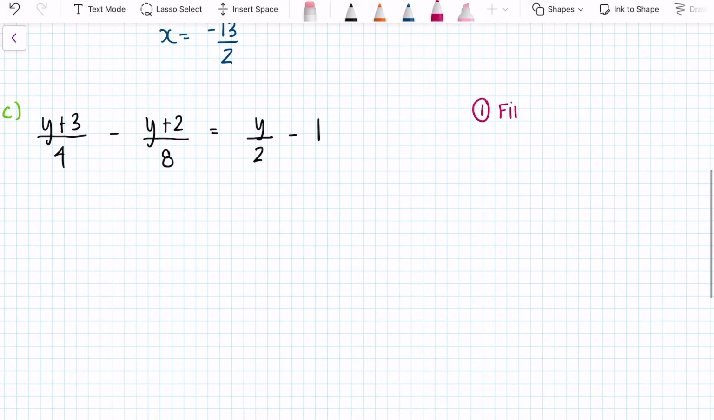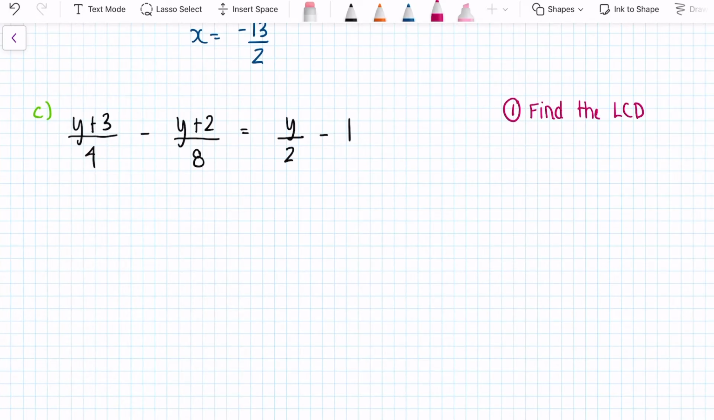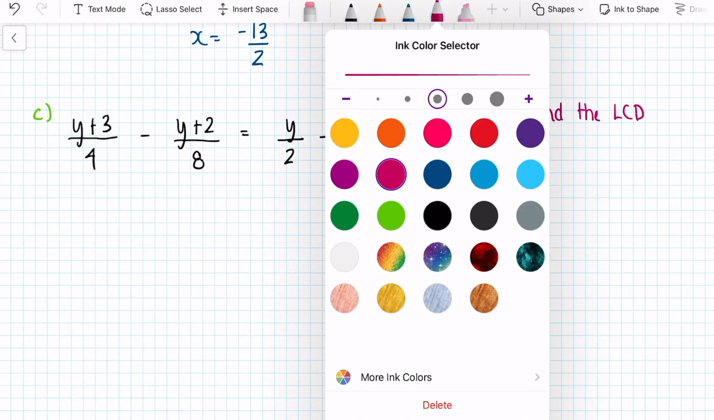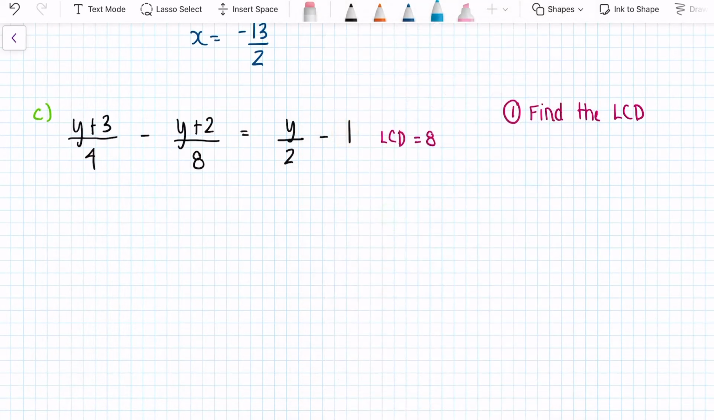And I'm going to try to color code what we're doing so that when I write the step, I'm going to show that step. So here we have denominators 4, 8, 2, and remember in a whole number, the denominator is 1, okay? So the LCD between 4, 8, 2, and 1 is 8, okay? So this is finding the LCD where you write it. LCD equals 8, okay?